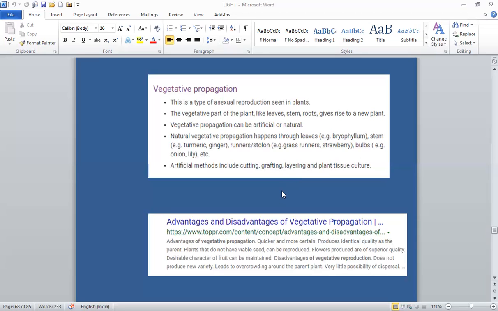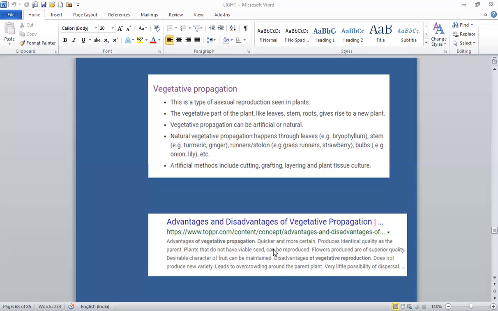Some of the advantages of vegetative propagation are, first of all, rapid growth. Vegetative propagation is a rapid method of growth. Plants grow quickly with the help of vegetative propagation. Lily takes 4 to 7 years when grown from seeds, but 1 year when it grows from the bud. So 1 year is quite less than 7 years.